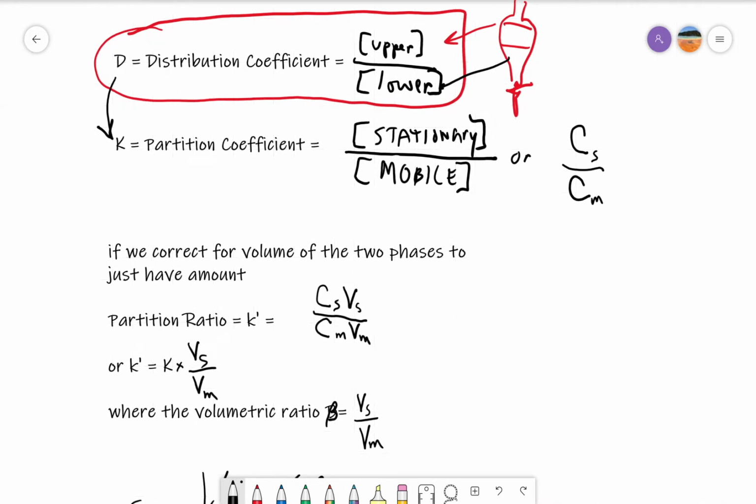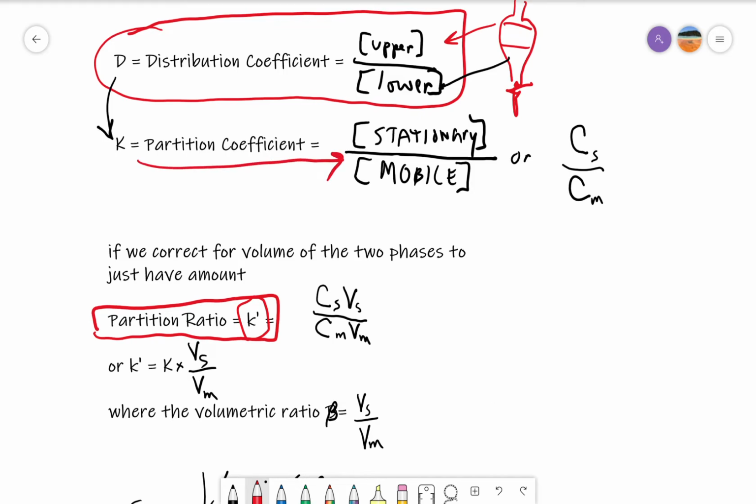It is important to note that concentration, like molarity, moles per liter, depends upon the amount of the solution or the volume that you're talking about. If you want to go just to specific amounts of things, like moles of things, then you have to multiply concentration times the volume. And that's what we do when we talk about actually a more useful unit called the partition ratio, K prime. Partition coefficient is based on concentration.